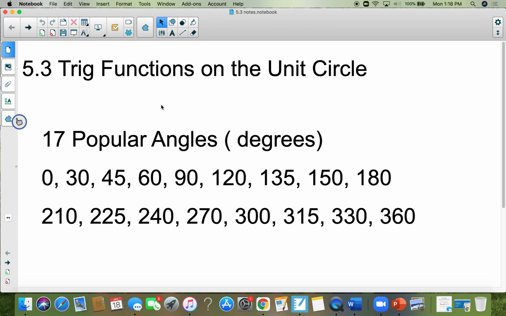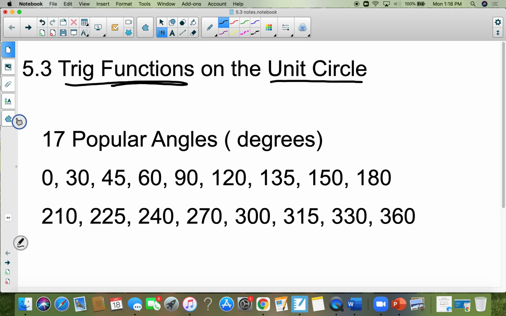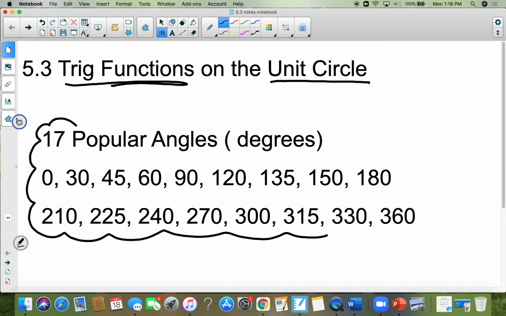I would say 5.3 is probably the most important section in trigonometry. You need to know how to do trig functions on the unit circle. And basically, what we study are the 17 popular angles.